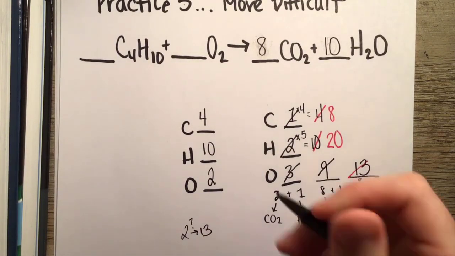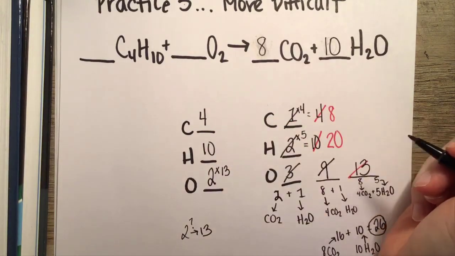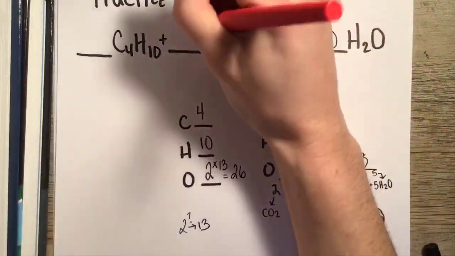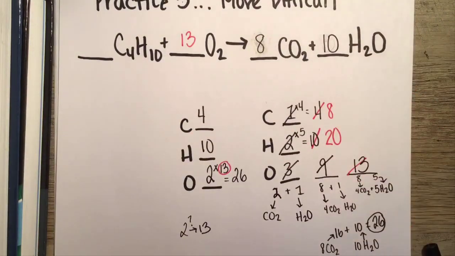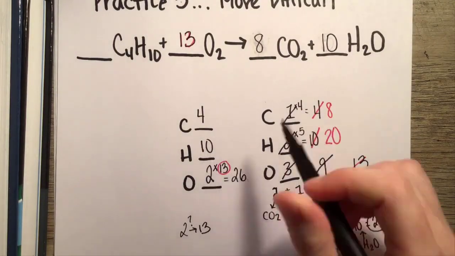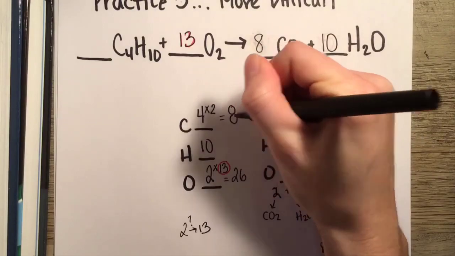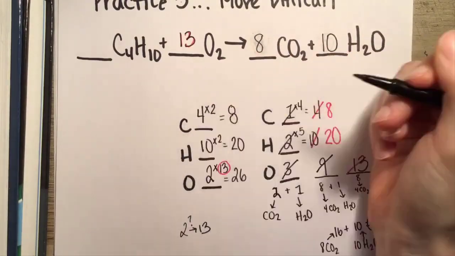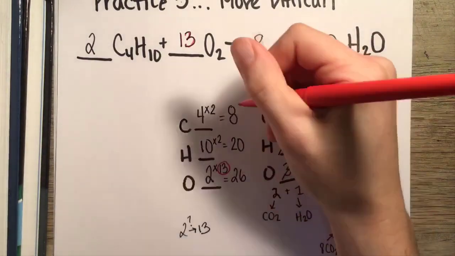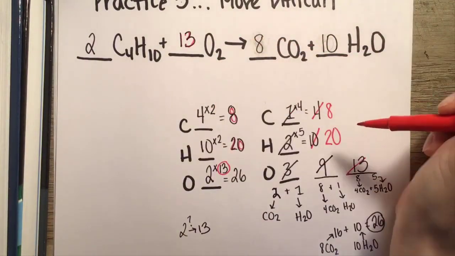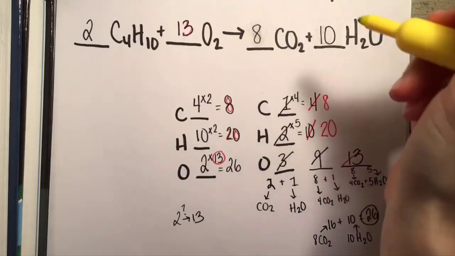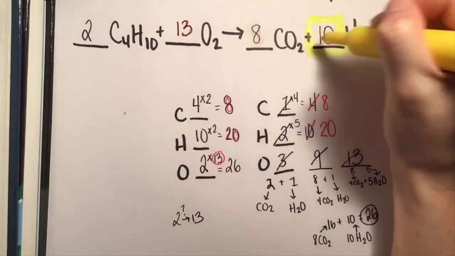This method always works if you're going to end up with an odd number of oxygens. So now, to make 2 equal 26, I need to multiply oxygen by 13. Now I need to go back and make sure my carbon and my hydrogens are balanced on the reactant side. So to get 4 to 8 and 10 to 20, multiply by 2. 4 times 2 equals 8, 10 times 2 equals 20. So I need to go put a 2 in front of C4H10. So that's how this type of problem can resolve itself, right? If you're going to end up with an odd number of oxygens on your product side, double everything.